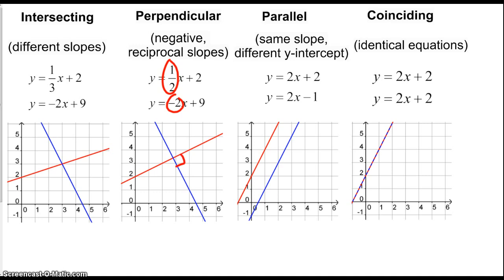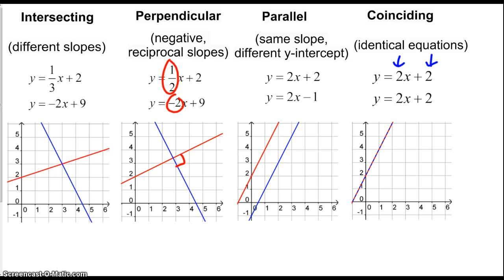So they're perpendicular, okay? A very special case is if the slopes are exactly the same, but the y-intercepts are different. If that's true, then the lines are going in the same direction, but they're not on top of each other, so we call those lines parallel lines, right? And then a special case of parallel is if not only are the slopes the same, but the y-intercepts are the same as well, then it's really the same line, and so the lines are on top of each other, and we call that coinciding.